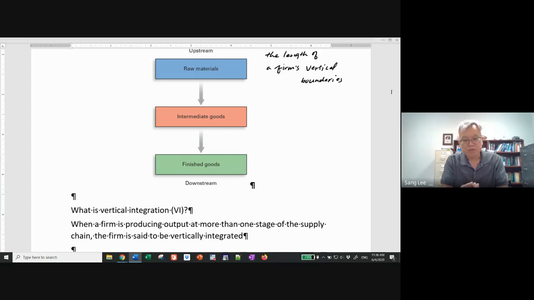When a firm is producing output at more than one stage of the supply chain, the firm is said to be vertically integrated. Most firms are to some degree vertically integrated because it is almost impossible to find a firm that performs only one stage of a production process in-house. So some firms are more vertically integrated than others.